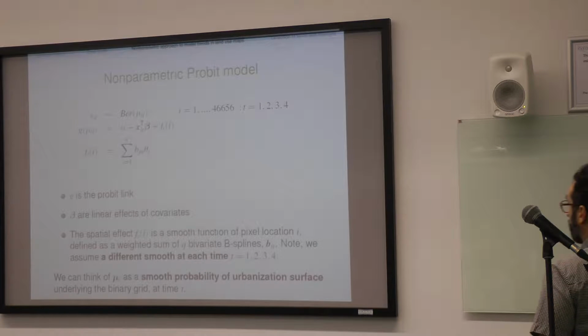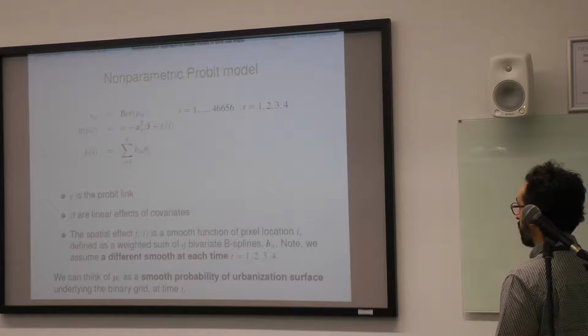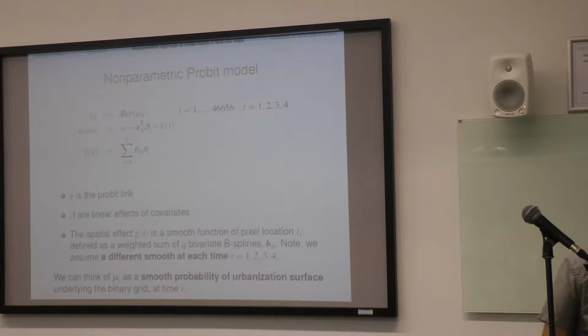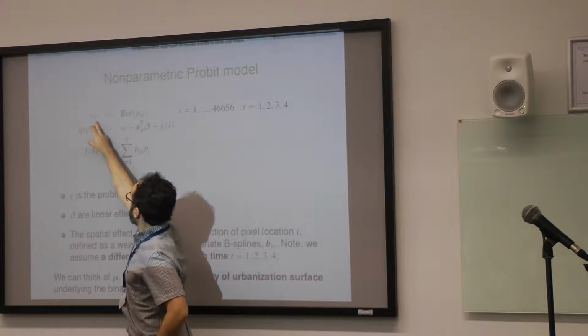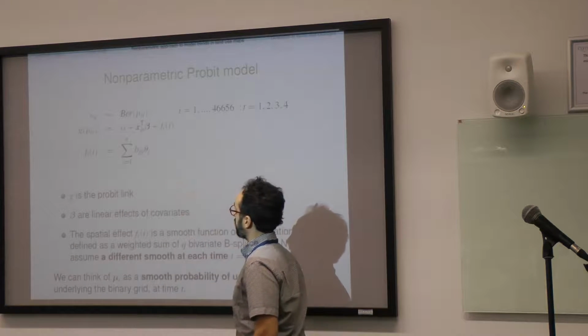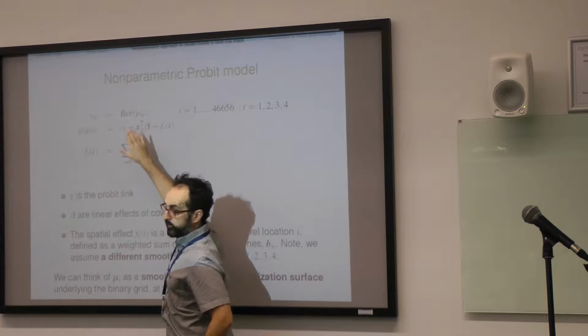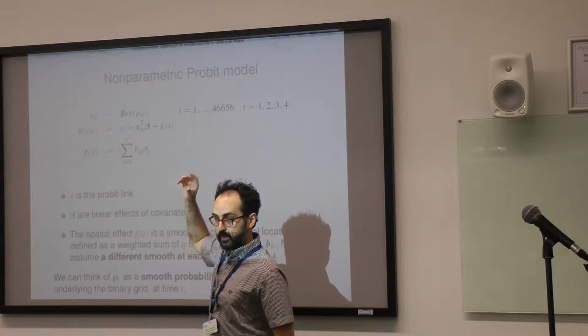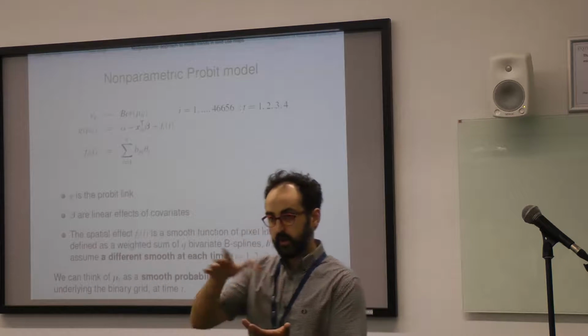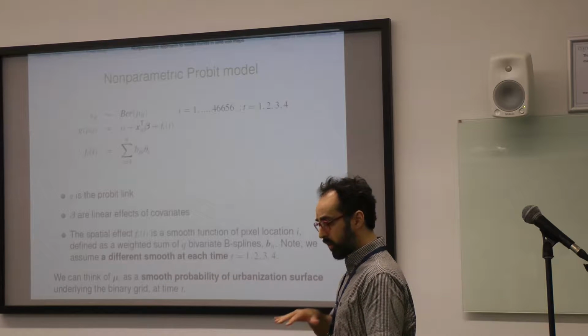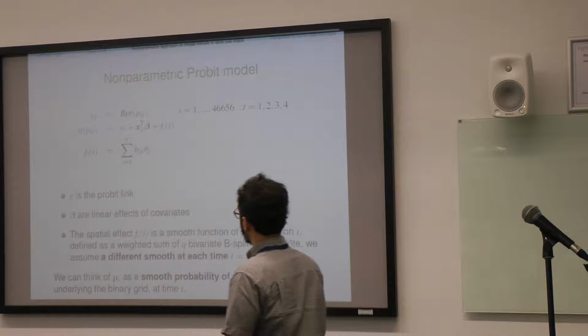And we propose a smoothing approach, a non-parametric modeling approach, where we consider y at pixel i and time t as a Bernoulli distribution, and the probability at each pixel and time, the probability of urbanization, we want to model as something varying smoothly over space.